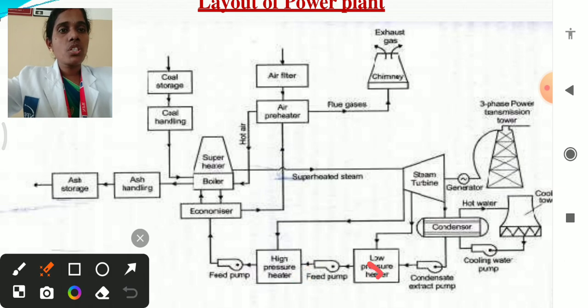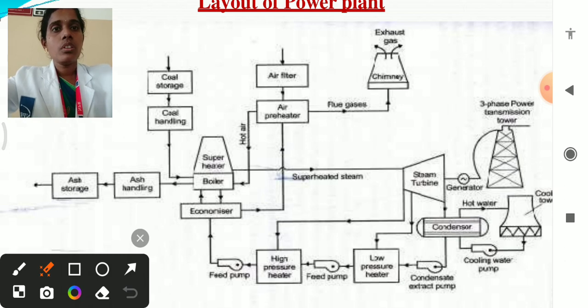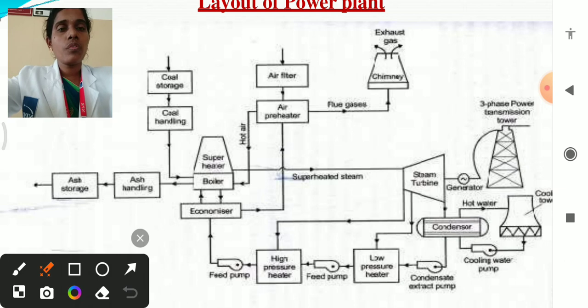The heater has high pressure and low pressure stages. In order to provide steam to the boiler, we have to maintain the pressure and temperature. Here the economizer preheats the high pressure water and then feeds it to the superheater. From the superheater and boiler, the exhaust gases are produced. With the help of this exhaust gas, the water gets heated, and at the same time the air also gets heated, and the flue gases from this boiler are fed to the chimney.